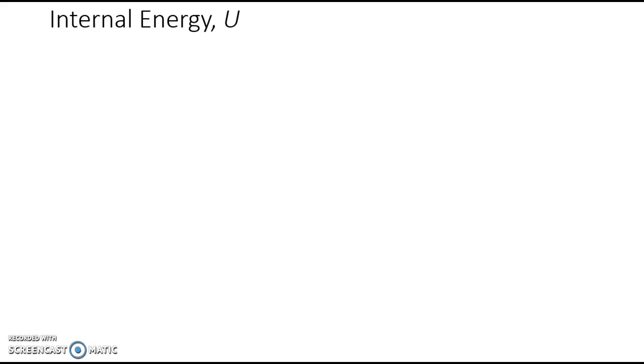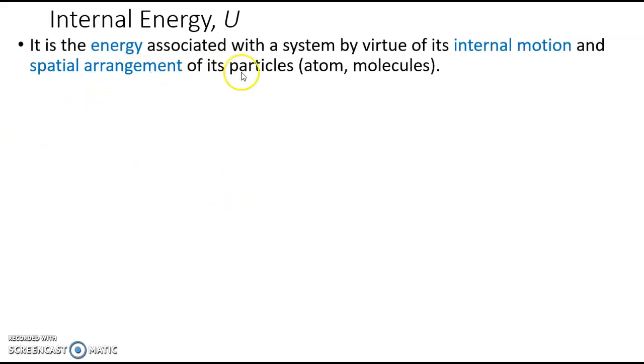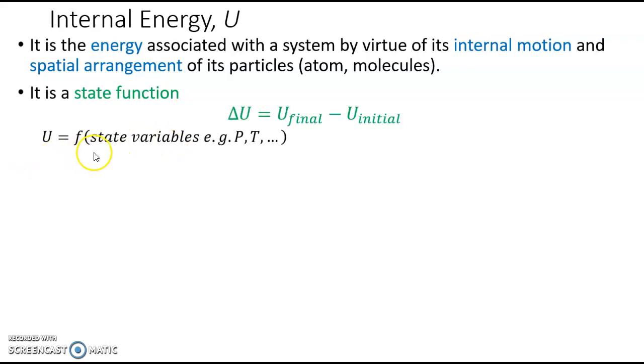And every system has its own internal energy. That's the energy associated with it as a result of its internal motion. We'll talk about that in a bit. And its spatial arrangement. Internal energy, we're giving it the symbol U. In some other places, it's given the symbol E. So it's a state function, and remember, by state function, we mean that it depends on the state variables.